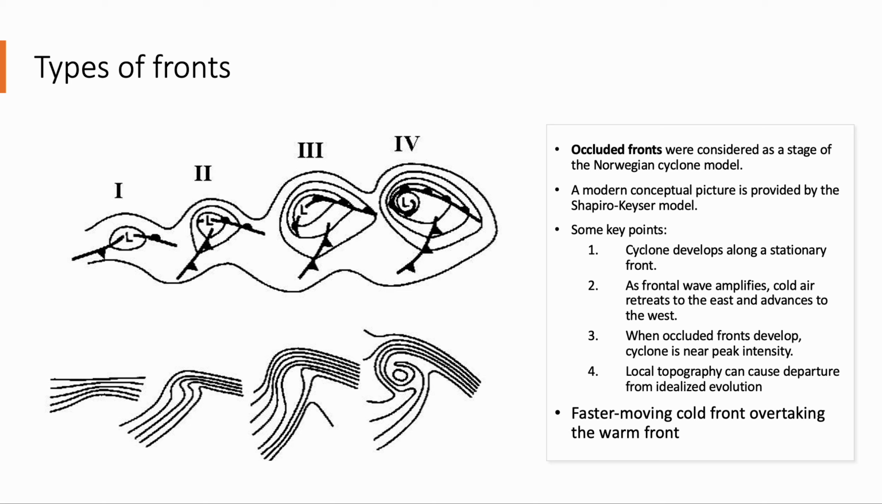And then we also have occluded fronts. Occluded fronts typically happen in the later stages of extratropical cyclones. And these happen typically when either cold fronts overtake warm fronts or vice versa, if we have a situation in which warm fronts overtake cold fronts. And depending on how exactly it happens, this leads to different features of the occluded cyclone.